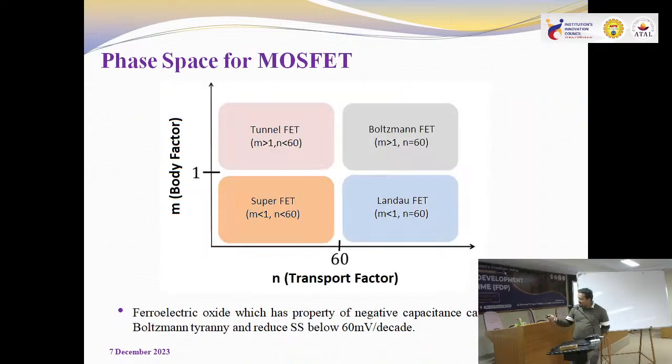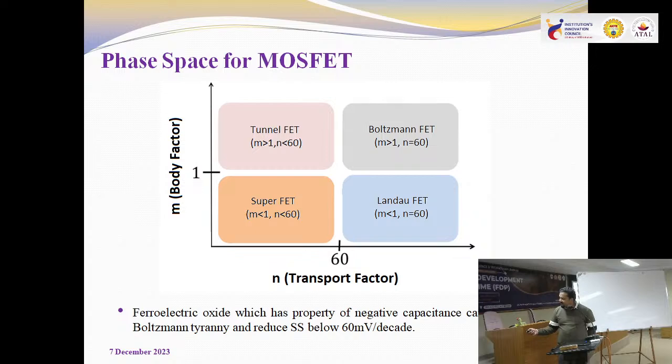So this is an important slide. This tells us about the phase space of MOSFET. On the x-axis I have taken the transport factor, on the y-axis I have taken the body factor. So now we'll go one by one. n is my transport factor, m is my body factor. Here this 1 is there, and here this 60 is there. Because body factor was what? 1 plus C depletion by C oxide. And transport factor was what? 60 millivolt per decade. Now first we'll go to the tunnel FET.